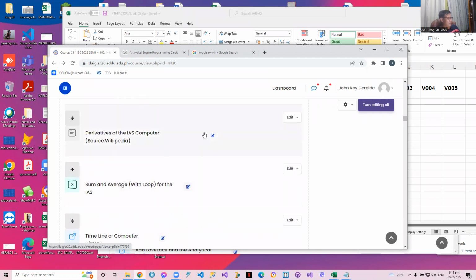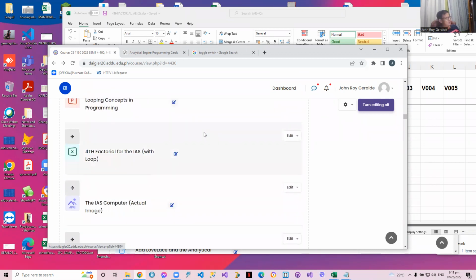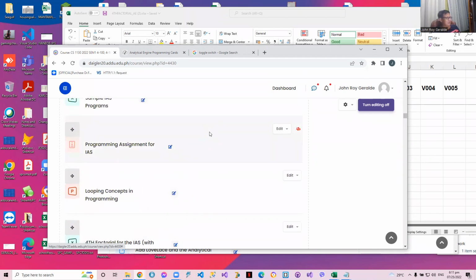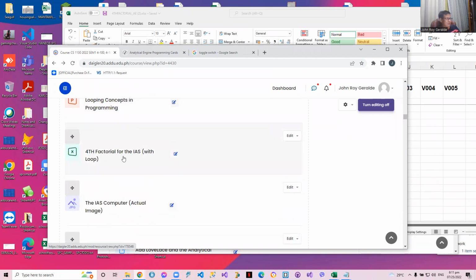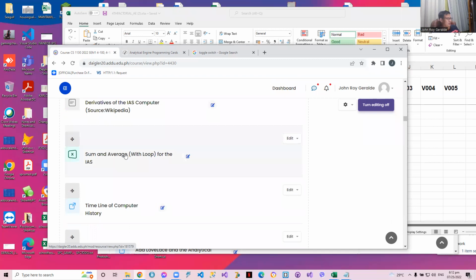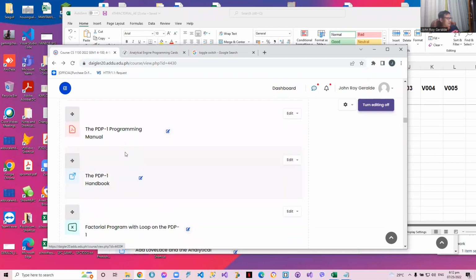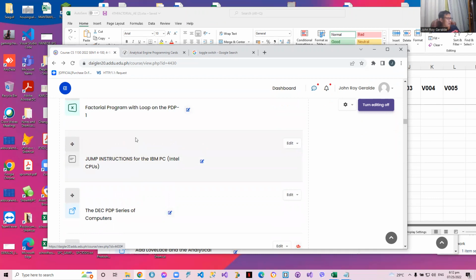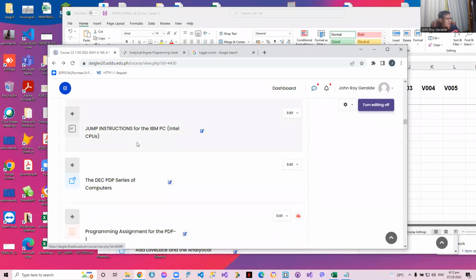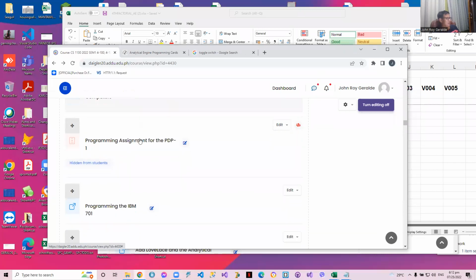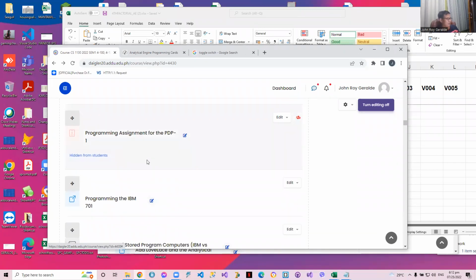Any questions? There are other computers which we will program, no? Virtually, simulation, no? So we will also do the factorial for the IAS computer, and then sum and average with loop for the IAS, and then factorial program on the PDP-1, okay? Jump instructions on the PDP-1. This is important, no? IBM PC, because there's a CF and a CB, no? You will have a programming assignment for the PDP-1.